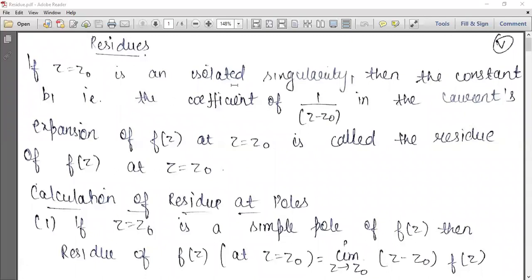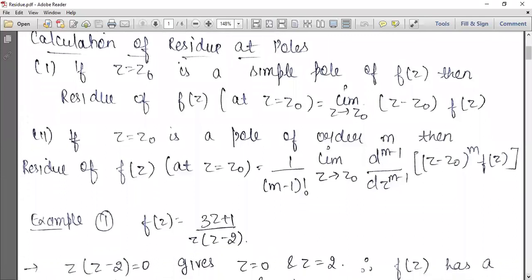So let's say f is any function and z naught is the isolated singularity. Then using the Laurent expansion, you can expand that function at z equal to z naught. And in that expansion, you will have two parts. One will be the regular or analytic part, in which you have only positive integral powers of z minus z naught. And the second part will be your principal part, in which you have negative integral powers of z minus z naught. So in that expansion, the coefficient of 1 by z minus z naught is called the residue.